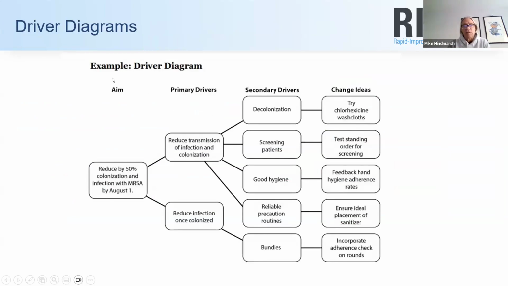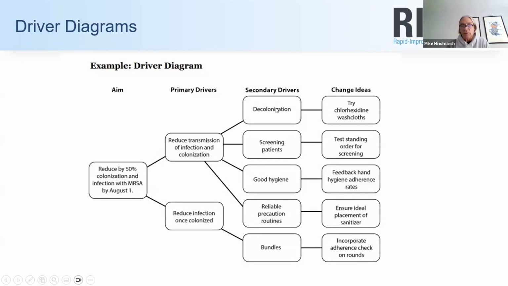But a driver diagram basically has an aim. In this case, it's reducing infection rates and colonization of MRSA in hospitals. The primary drivers that need to be accomplished to get to that aim are reducing transmission and reducing infection once there's been a colonization. The secondary drivers are changes that need to happen that inform the primary drivers or are linked to the primary drivers.